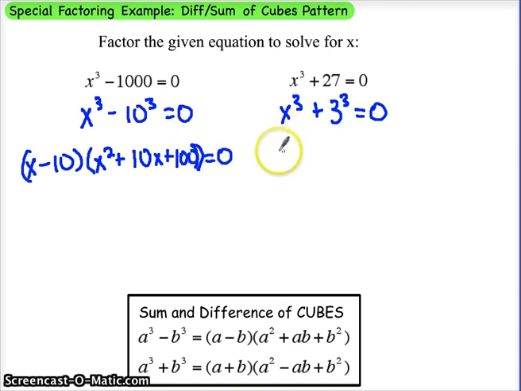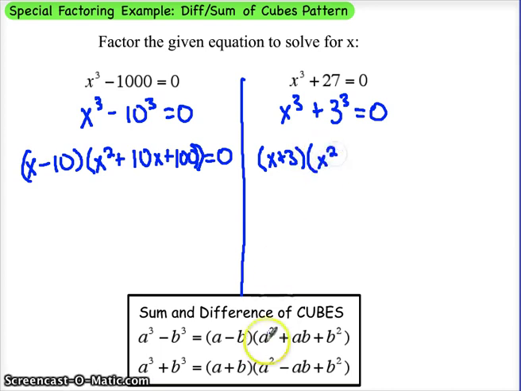Let's do the same thing over here at the right. Notice that with the sum of cubes, we're going to have a sum in that first set, so it's going to be x plus 3. Then we're going to take that x squared. Notice this time it's a minus, so there's where the big change in the formulas comes. If you started with a minus in front, this is a plus. If you started with a plus in the front, this next term is a minus. But I'm still going to say 3 times x is 3x, plus 3 squared, or 9, and we're still equal to 0.